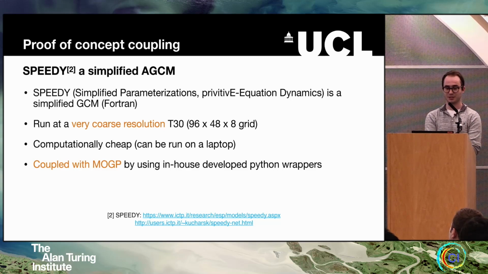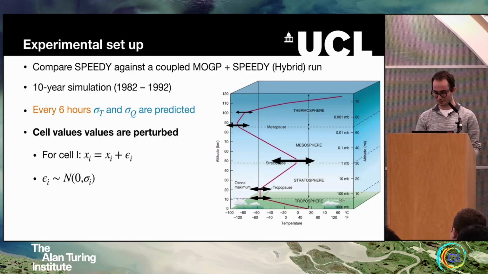The climate model we're going to use is called SPEEDY. SPEEDY is a Fortran model. It's very coarse resolution and will run on your laptop. How we couple it, I'll explain in the following slide, but we couple it using our own in-house Python wrappers. And we develop two different data sets. We have our SPEEDY data set, which we just let SPEEDY run, and we also have our hybrid data set where we try to augment the dynamics of the model as we go.